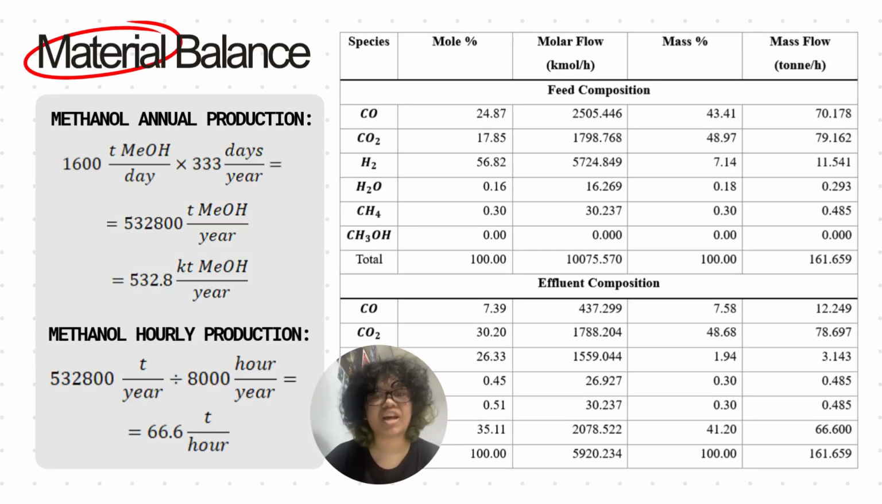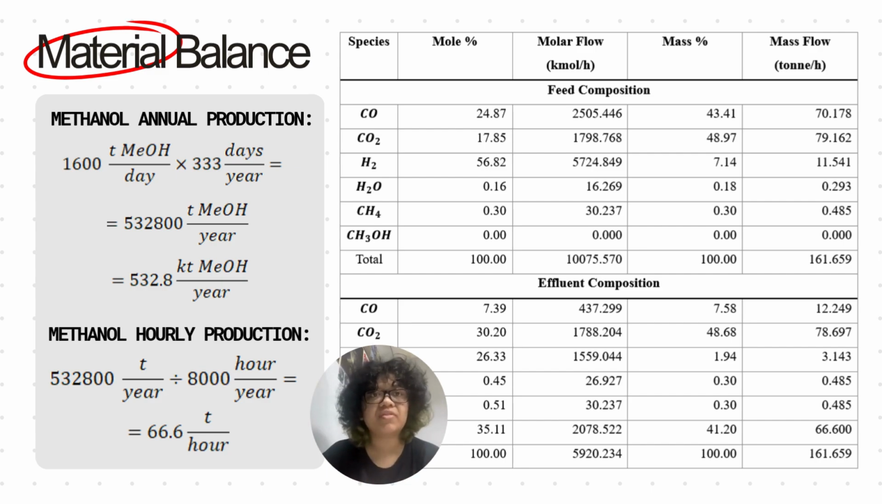For our proposed methanol annual production, we are assuming that 16,000 tons of methanol is produced per day for 333 days in a year, which would total to 532.8 kilotons of methanol produced per year. So we convert that to its hourly production to be able to do the material balance. 532,800 tons per year divided by 8,000 hours per year, which is about 333 days in a year. So that would be 66.6 tons per hour.